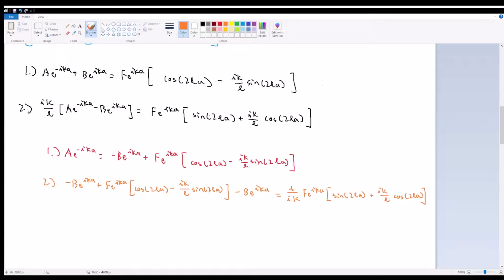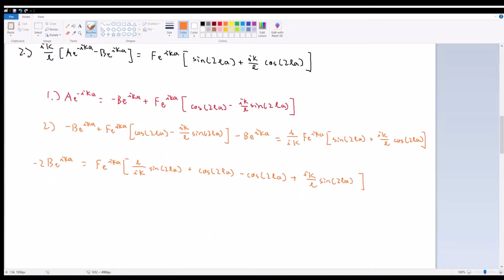Then we move stuff over, so we get negative B times e^(ika), or in this case negative 2B, because there's two terms and we're combining them. This is going to equal F e^(ika) times l/ik sin(2la) plus l/ik cancels ik/l, so cos(2la), minus cos(2la) plus ik/l sin(2la).